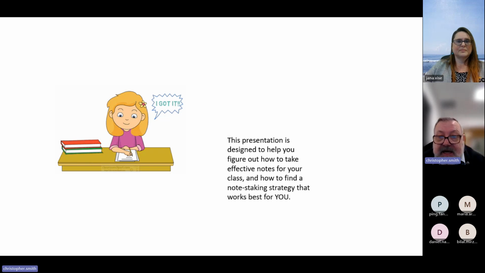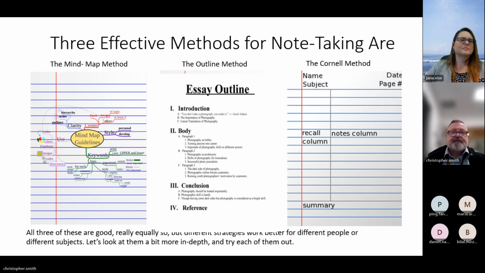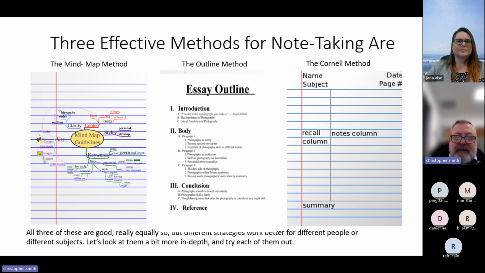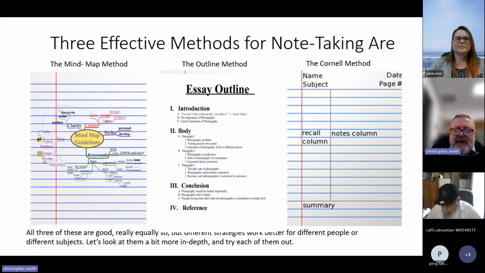This presentation is designed to help you figure out how to take effective notes for your class and how to find a note-taking strategy that works best for you. The three effective methods for note-taking are the mind map method, the outline method, and the Cornell method. All of these are good, really equally so, but different strategies work better for different people and depending on the subject. Let's look at them a bit more in depth and try each of them out.